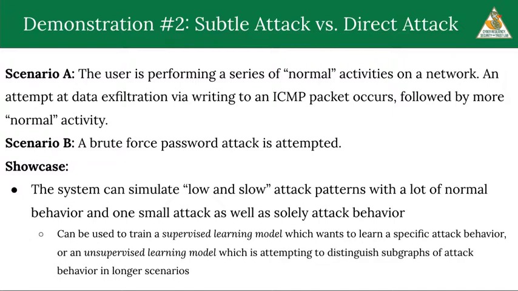In APT style, or advanced persistent threats, you'll often see this kind of attack pattern where you have a small amount of attack activity and a large amount of benign activity. So Flurry can simulate that, and Flurry can also simulate just a single attack or just a lot of attacks. Your percentage of benign to attack is very much configurable, which means that Flurry can be useful for a lot of different learning models. If you want to train a supervised learning model that focuses on a specific attack behavior, you can do that. Or you can train an unsupervised learning model to distinguish subgraphs of an attack behavior in longer, bigger graph scenarios.